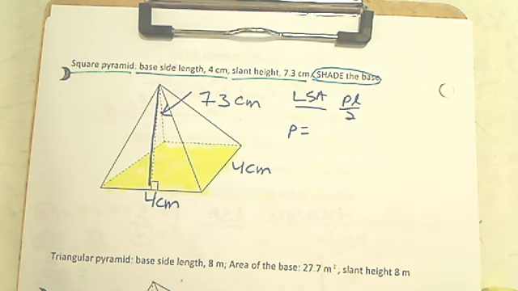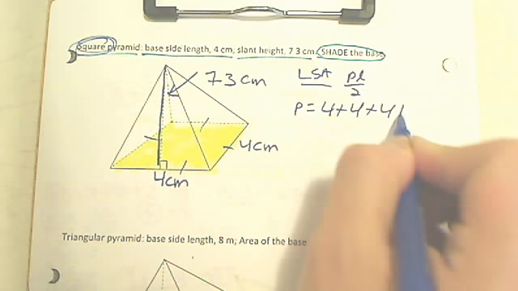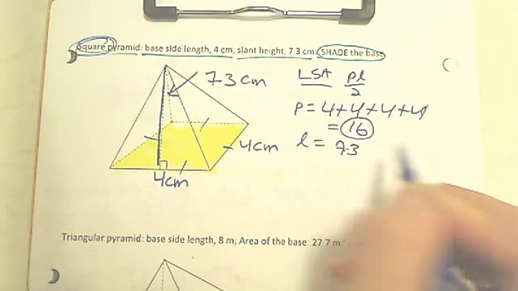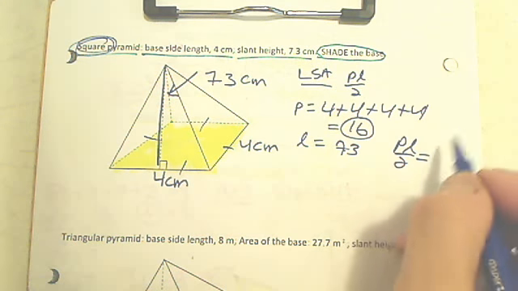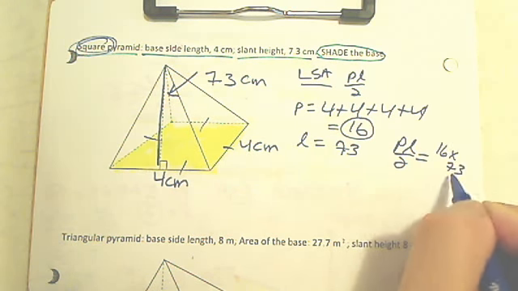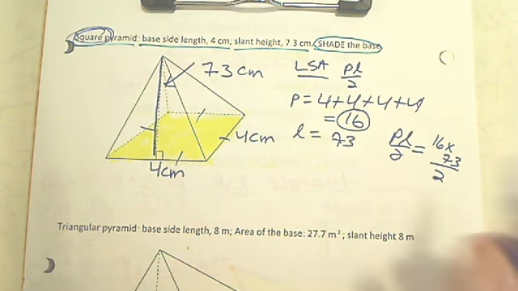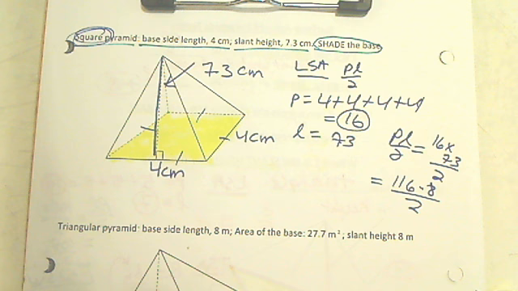Okay. Shape of the base? Square. Yeah, it tells you right in the name. So we know we have 4 sides that are equal: 4, 4, 4, 4, which is 16. And the slant height is 7.3. So we have PL divided by 2: 16 times 7.3 divided by 2. 16 times 7.3. 1,000? Nope, that's too much. 58.4. 116.8, and then half of that is.